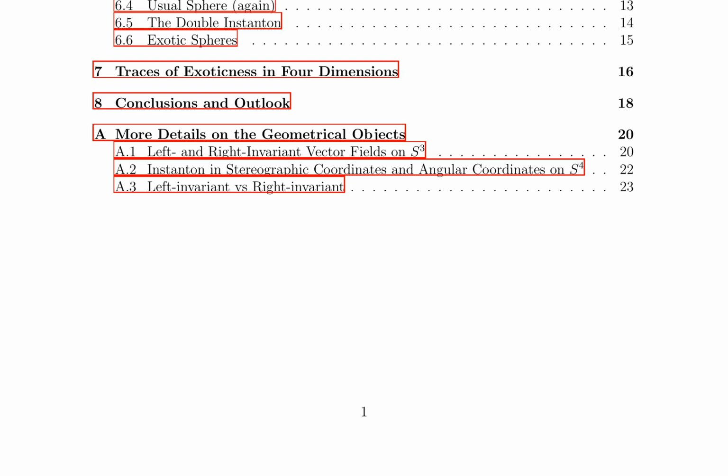Furthermore, the paper discusses the recovery of the ordinary S7 trivial case, obtaining the same metric with the formalism of section 1. The authors also explore the non-trivial case of Milnor's bundles, including the usual sphere and the double instanton. Finally, the paper concludes by discussing the traces of exoticness in 4 dimensions and outlining potential future work.